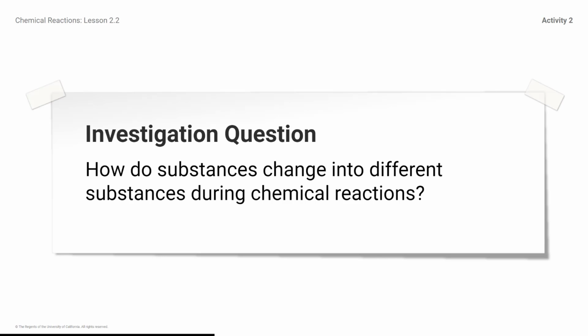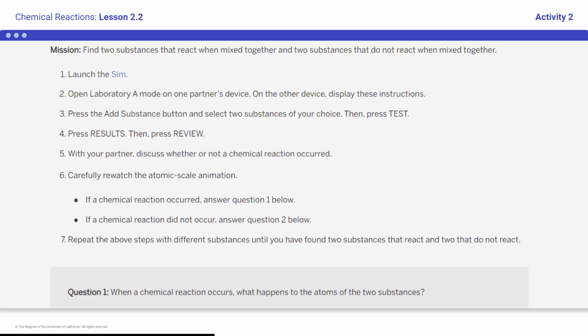Investigation question: how do substances change into different substances during chemical reactions? You've seen evidence that substances can change into different substances. In the last lesson, you learned that these changes happen during chemical reactions. However, we haven't yet determined how substances change into different substances during a chemical reaction. In this lesson, you will investigate this question by making detailed observations of different chemical reactions in the sim.